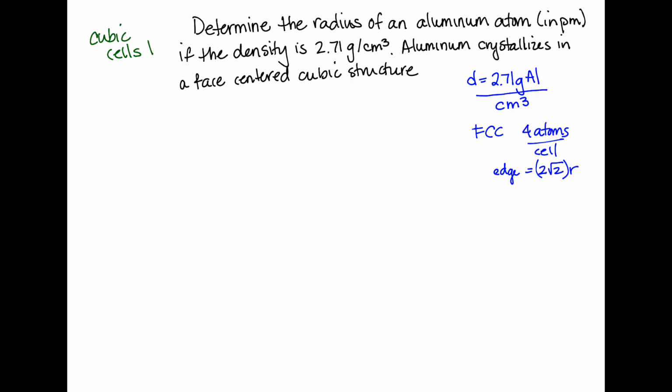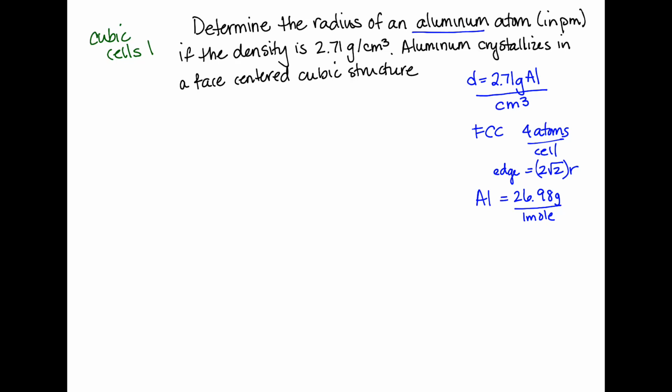Now, something that it doesn't say in the problem, but that we should keep in mind, is that we know that this is aluminum. And so because it's aluminum, we know that the molar mass is 26.98 grams for every 1 mole. That's going to help us convert out of this grams unit from the density.